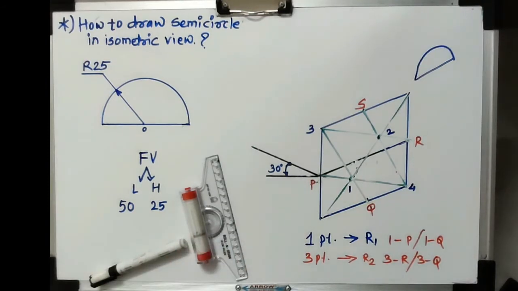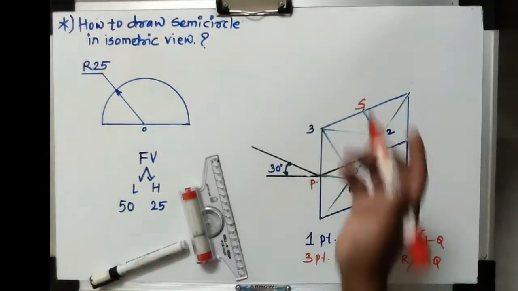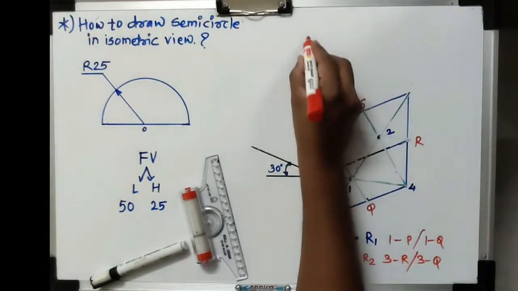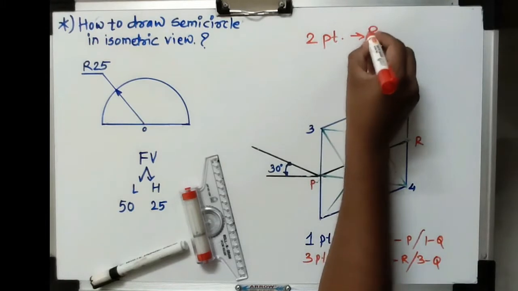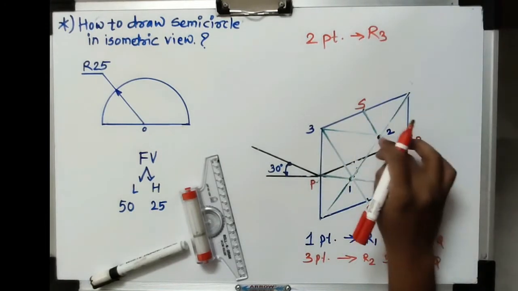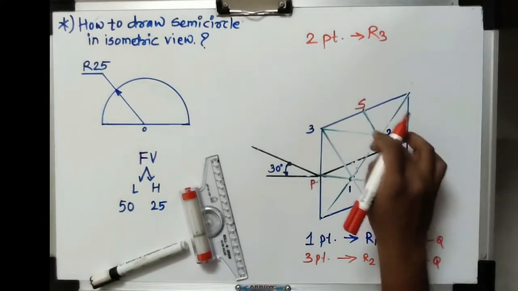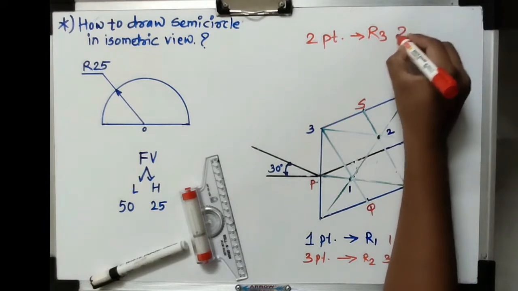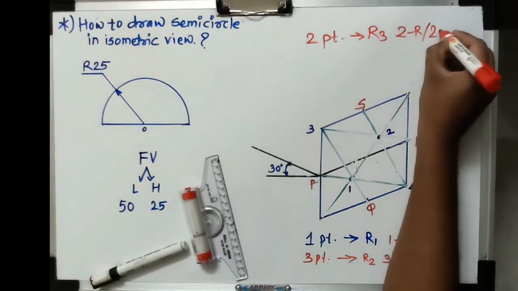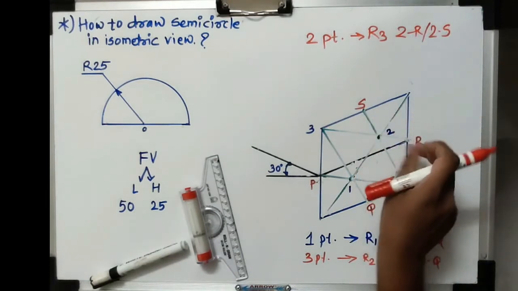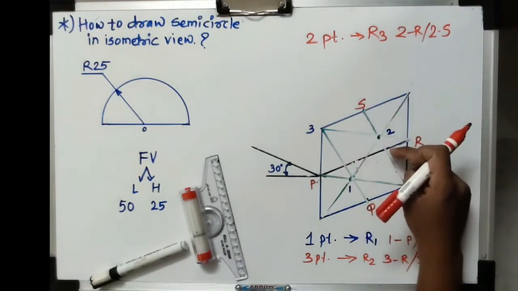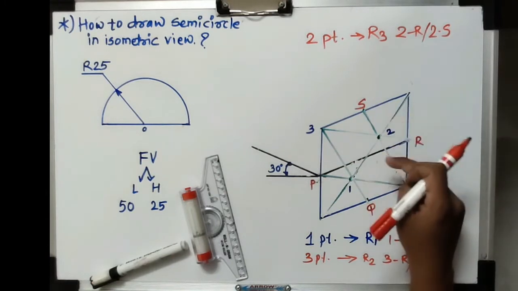Now suppose we consider point number 2. If we consider the second point, the radius will be either 2 to R or 2 to S. Then you can observe that if I draw the arc using this radius, the arc will go above the diameter line, which means it is applicable and useful for us.